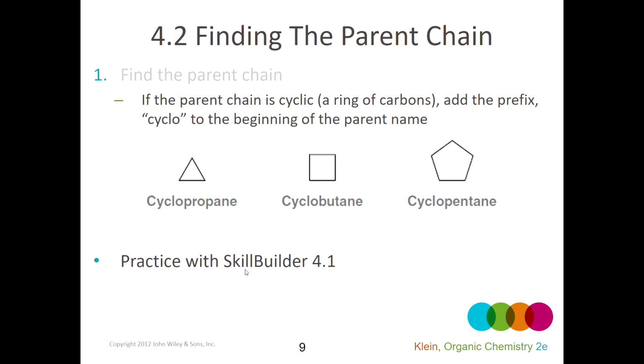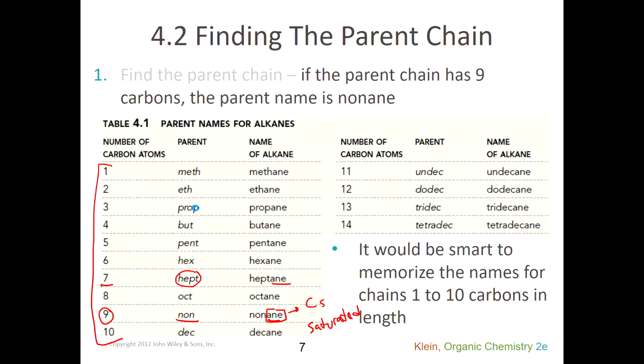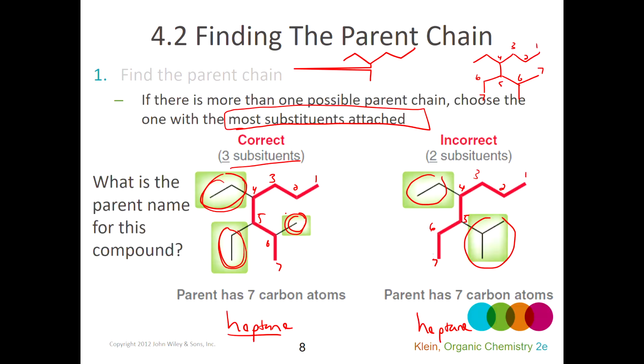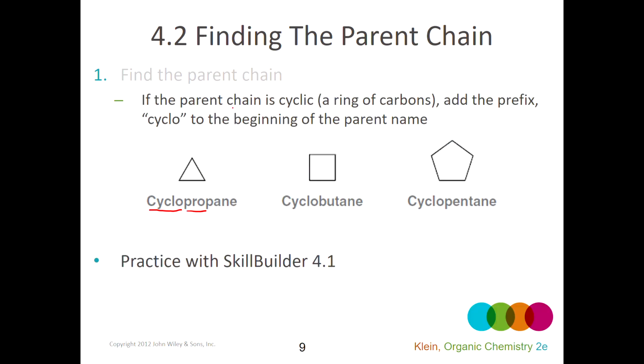Sometimes your parent chain will involve a ring. If that happens, all you have to do is pop in this prefix in front of the molecule, right? So if I had propane, prop means 3, right? So 3 carbons in a chain is prop. If there's no double bonds or triple bonds, it's all saturated, it's propane. So normally, if I just drew the structure of propane, it would just be 3 carbons. 1, 2, 3.